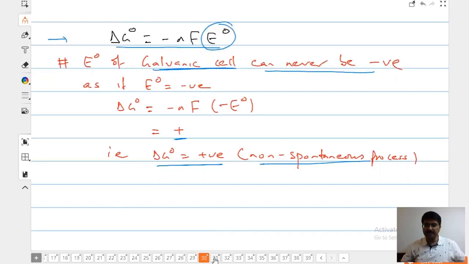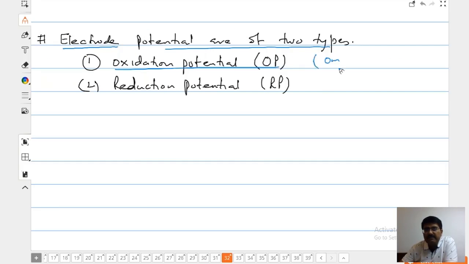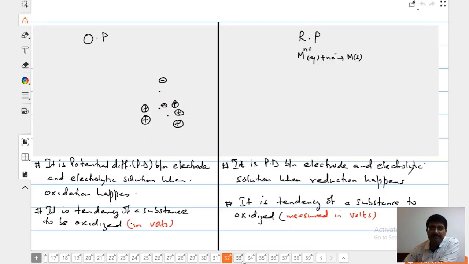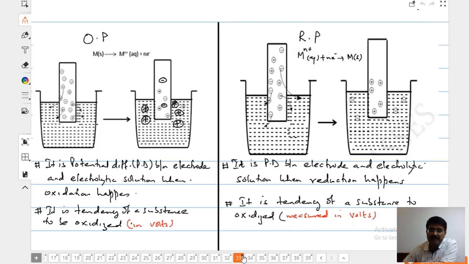In easy language, we are going to call oxidation potential Om Prakash, right? And reduction potential, we are going to call Ram Prakash. Om Prakash and Ram Prakash. They are going to be very important things. They are going to control a lot of things for us. I'm not going to start with this now.